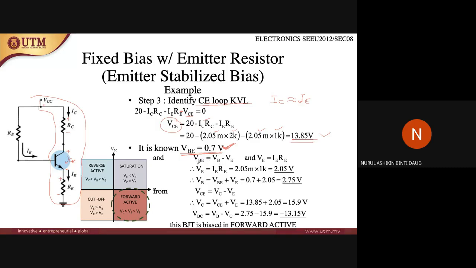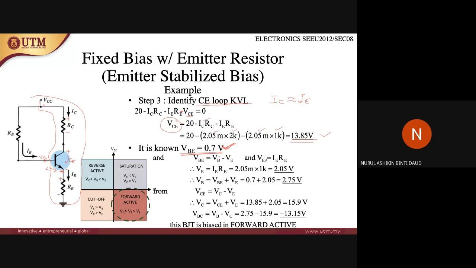Now how to find the value of VE? The point here, the value of VE. Here is VBE. VBE equals the potential voltage at VB minus the potential at VE. Since we don't know these two, and we only know this value, we cannot solve this equation. So we need another one.